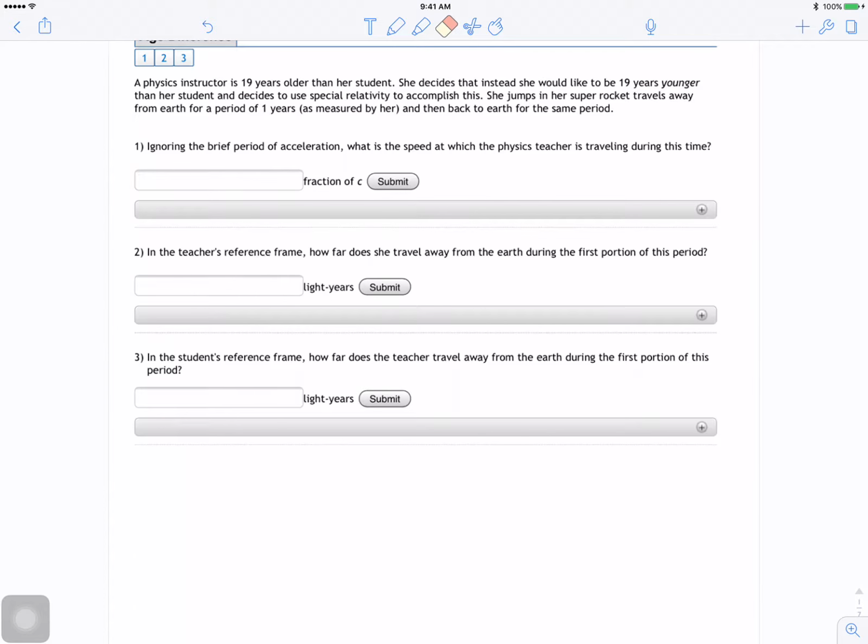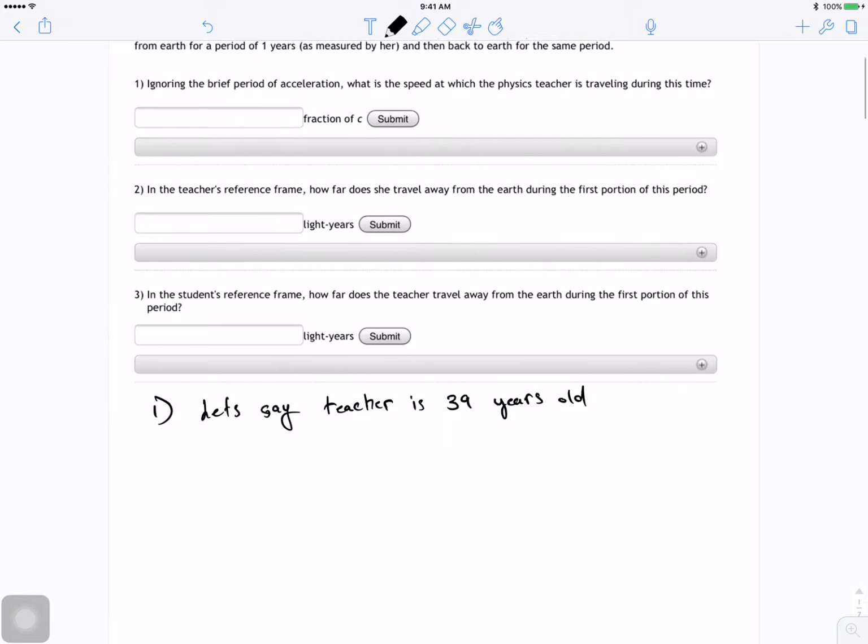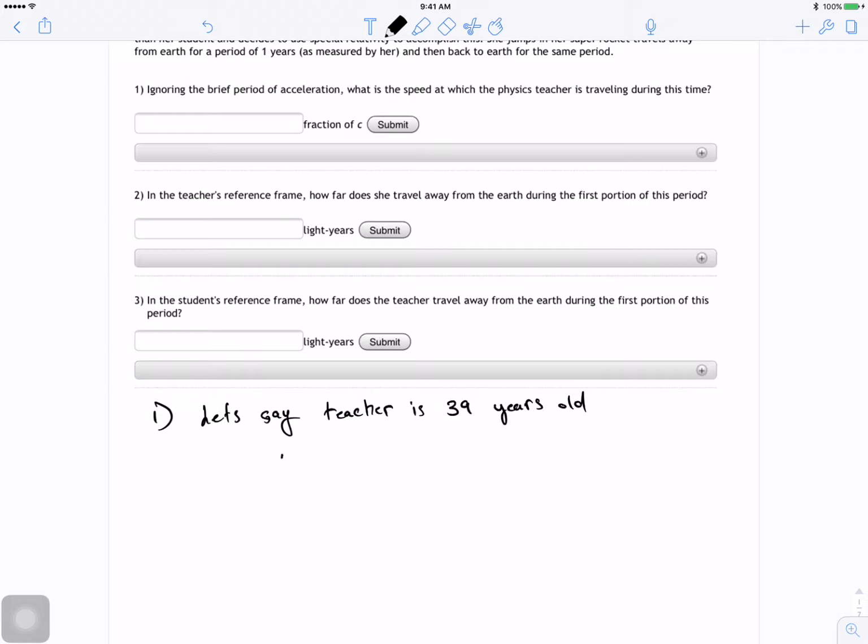So let's just assume some numbers to make it easier. Let's say the teacher is 39 years old. She leaves for 2 years, 1 year going and 1 year coming back. That means her age is 2 plus 39, which is 41 years.